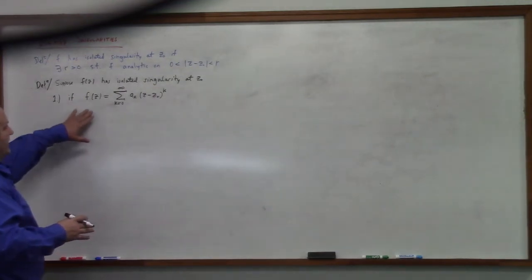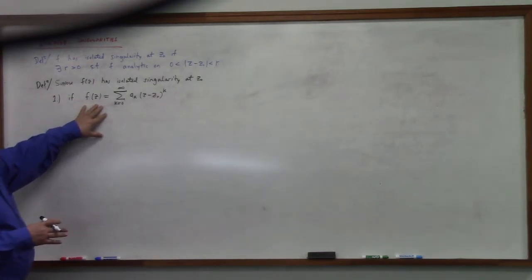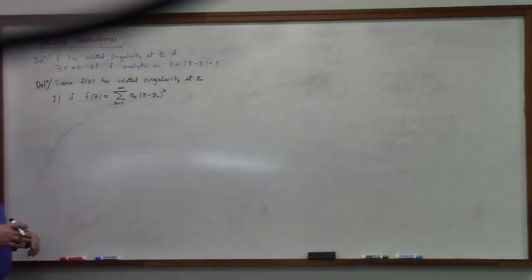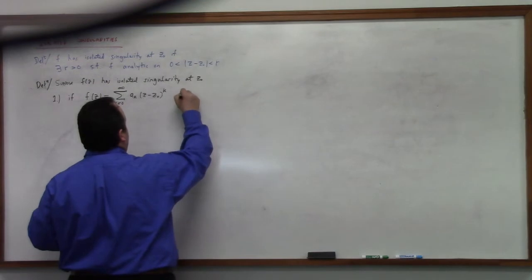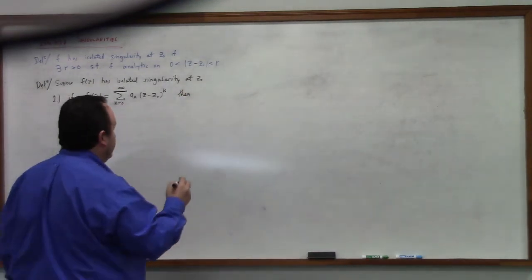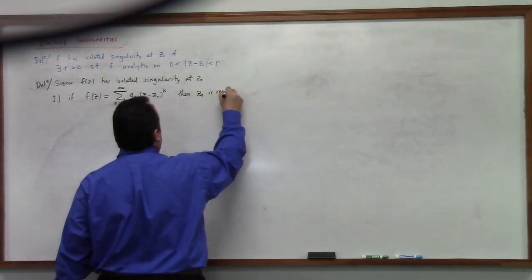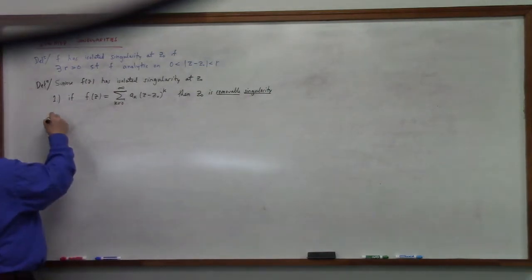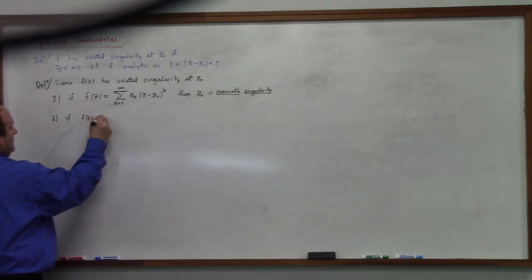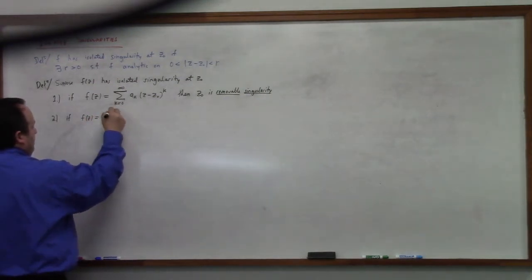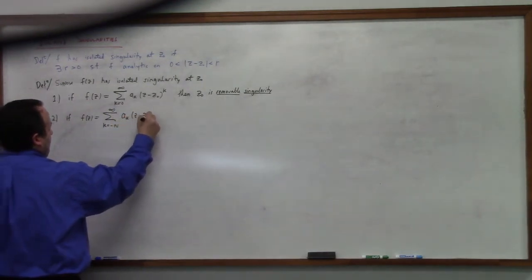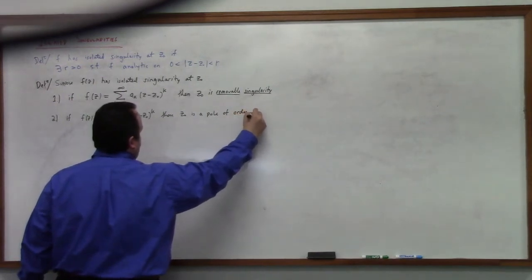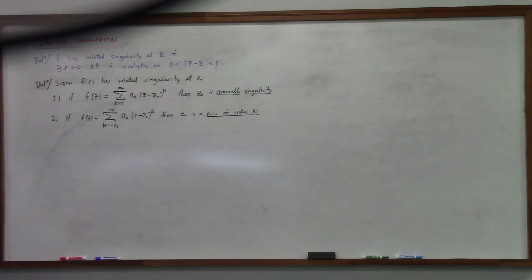So this one, the reciprocal terms are absent. Notice it starts at k equals 0. Okay, so basically, f of z has a power series expansion on the deleted disk, all right? Then this is called a removable singularity. Z naught is a removable singularity. All right. Two, if f of z is equal to the sum k equals minus n to infinity of a sub k, z minus z naught to the k, then z naught is a pole of order n. A pole of order n.